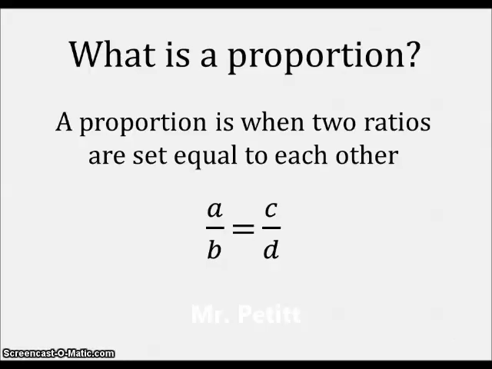Alright, so let's take a look at what a proportion is exactly. As you can see, a proportion is when two ratios are set equal to each other. And the key word here is ratios. So I've got two ratios and I've used an equal sign. I've set them on either side of the equal sign, so we've set them equal. So we have our proportion.